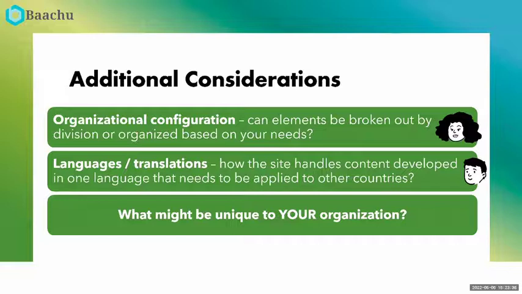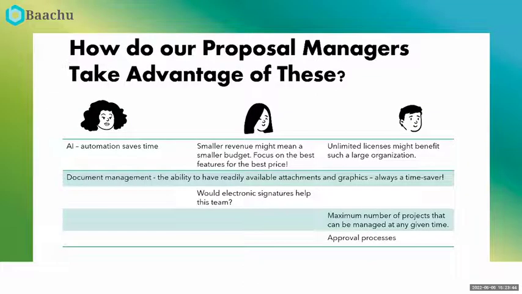Thank you. So what I want to point out is I want to go back to our friendly proposal managers, because it's not just considerations. Let's see how some of these features might benefit our proposal managers. For Tiffany, AI automation saves time. Pre-populate the answers that are easy.